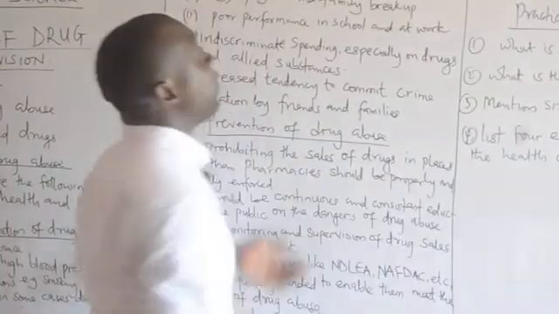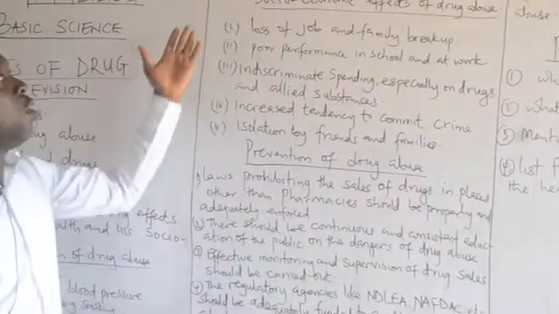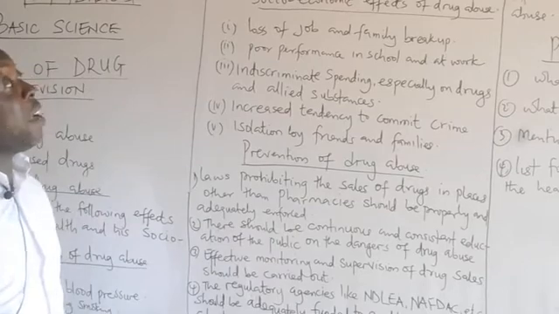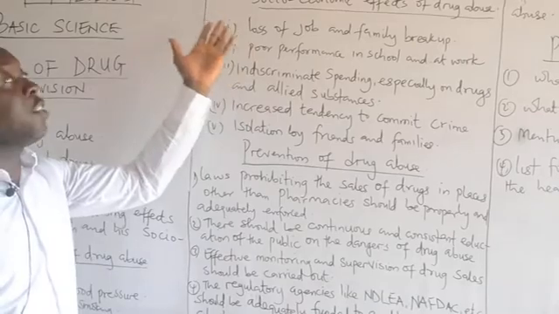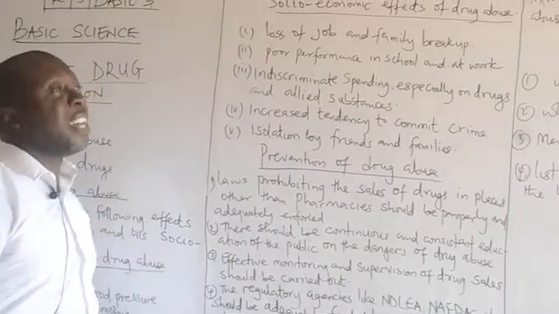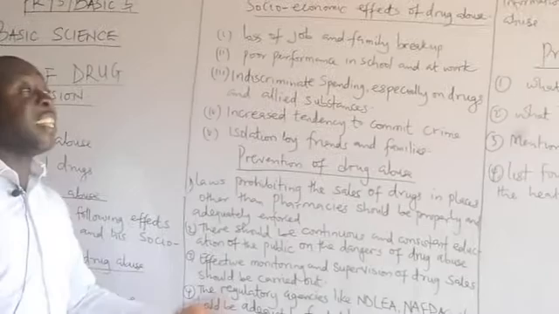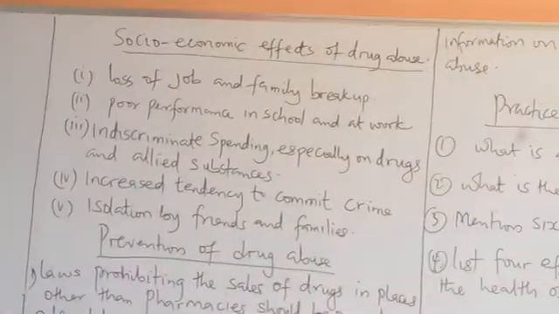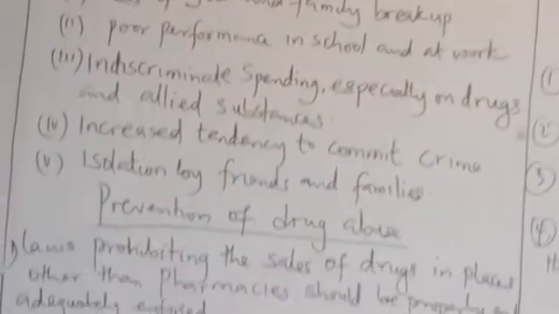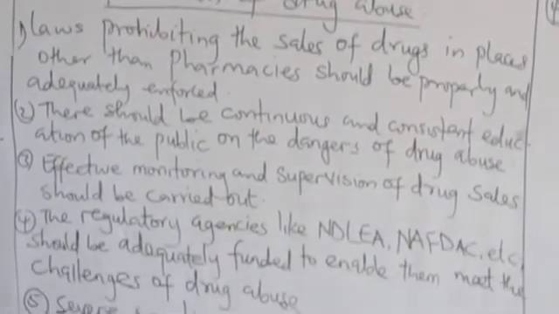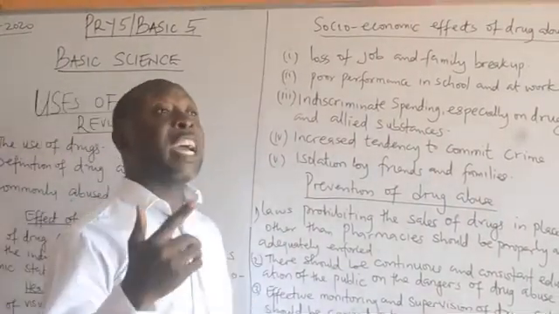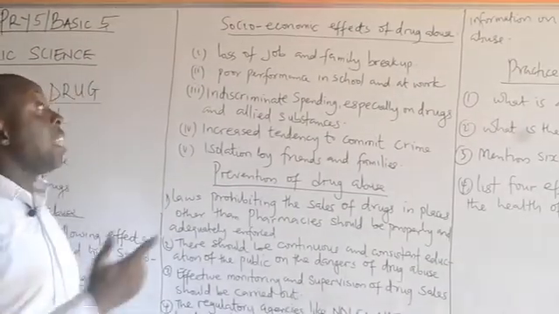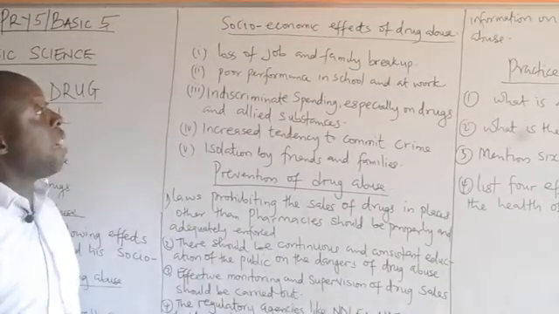So these are some of the socio-economic effects of drug abuse. One will have loss of job and family breakup. Drug abuse can actually cause a loss of job and family breakup, because when some persons abuse drugs, getting to the family, you see them fighting with their wives and family relations, which can cause a breakup. The socio-economic effect of drug abuse can lead to loss of job, when that particular person is no longer serious in his or her place of work. It can lead to loss of job and family breakup.